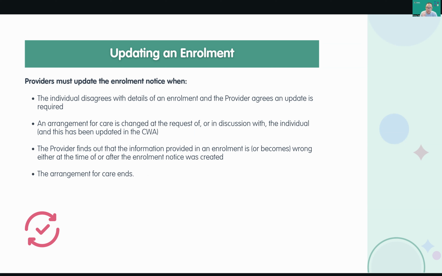Again, it says 7 days. I've seen it backdated further than that. But if we go by what's in the CCS handbook, 7 days is what you should be aiming for if there's a change in care arrangements.